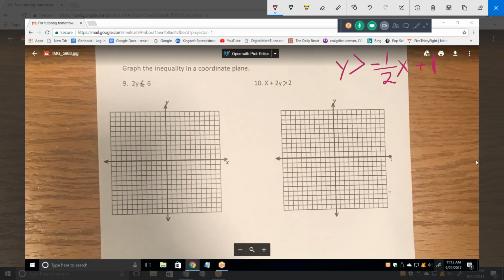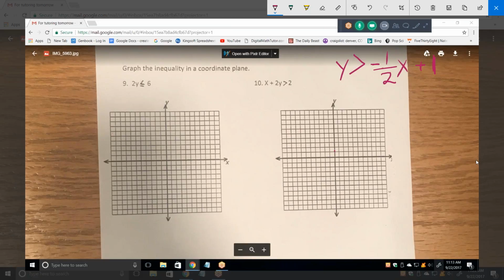Now, to graph it, we know it's a straight line. Is it a solid line or a dotted line? The dotted line. Okay, good. Where do I begin in an attempt to graph it? You would start at the 1.